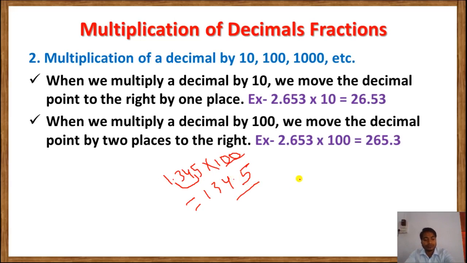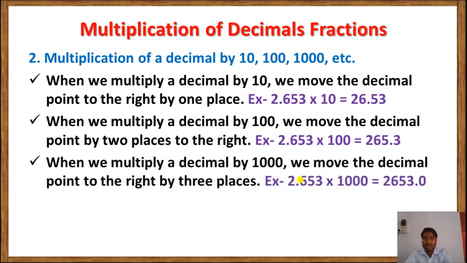Understood? The same way, when we multiply by 1000, the decimal point moves right side by three places. Example, here you can see we have 2.653. When we multiply by 1000, we'll get 2653.0.